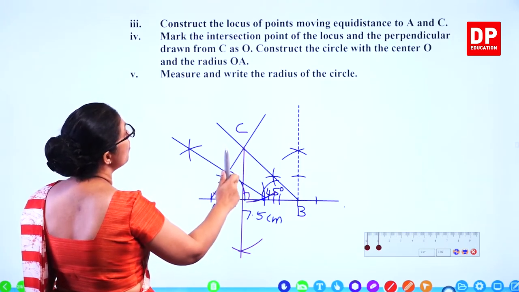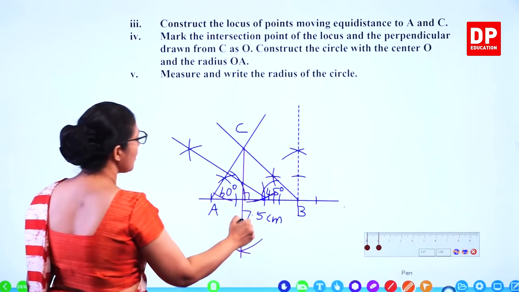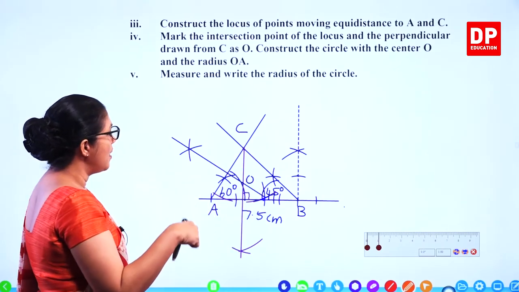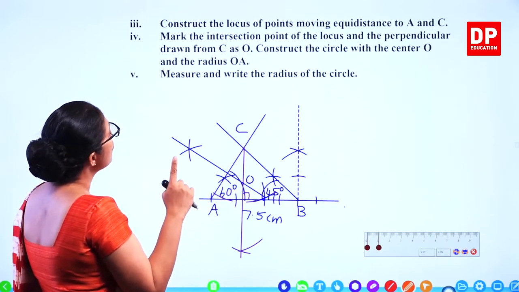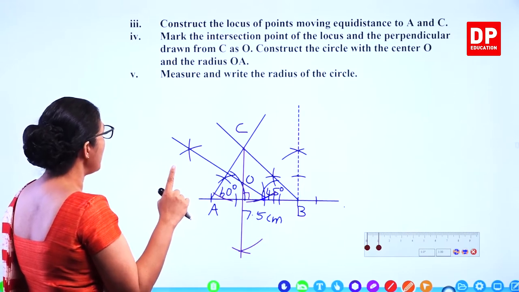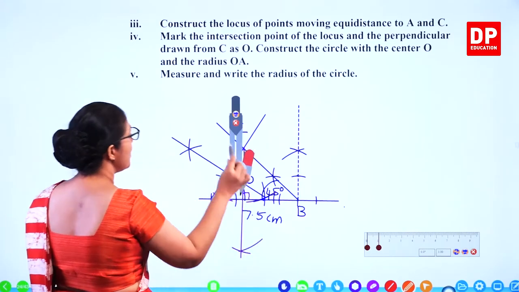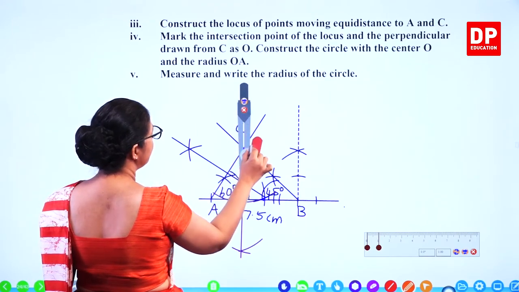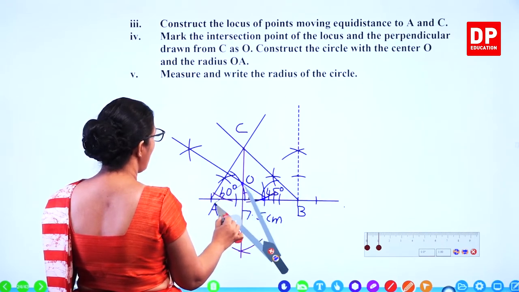Then the fourth part: mark the intersection point of the locus and the perpendicular drawn from C as O. So where's O? This point is O, the intersecting point of these bisectors. Construct the circle with the center O and the radius OA. So OA is the radius. So we have to take the compass. This is the center. And where's the radius? OA.